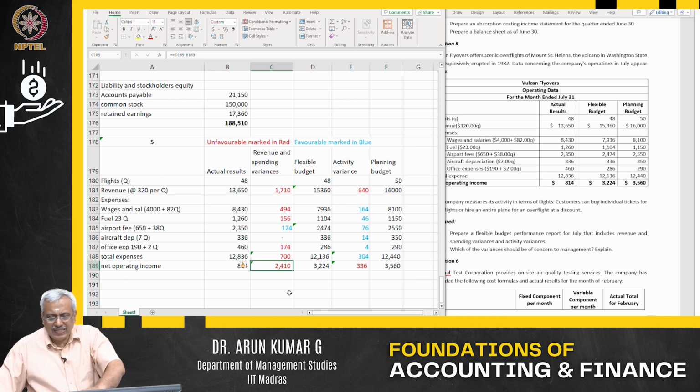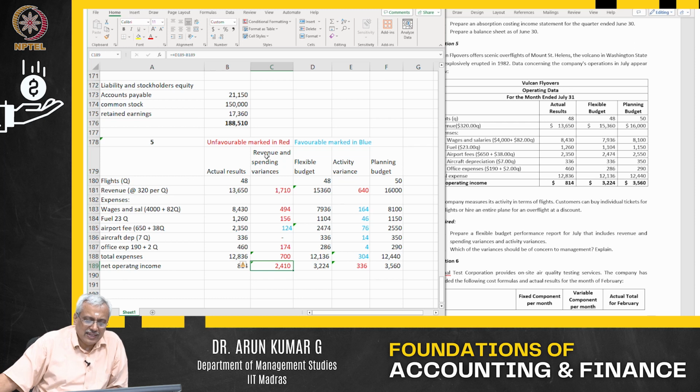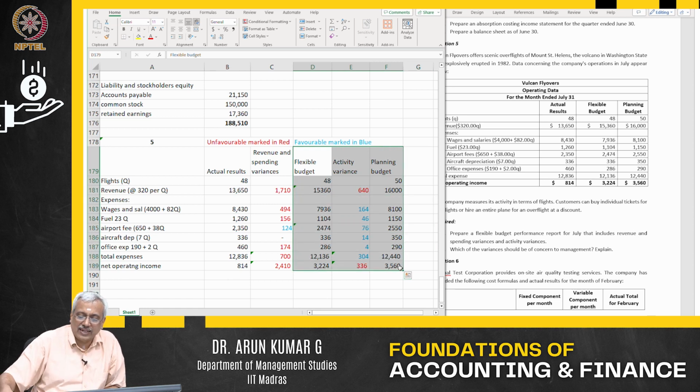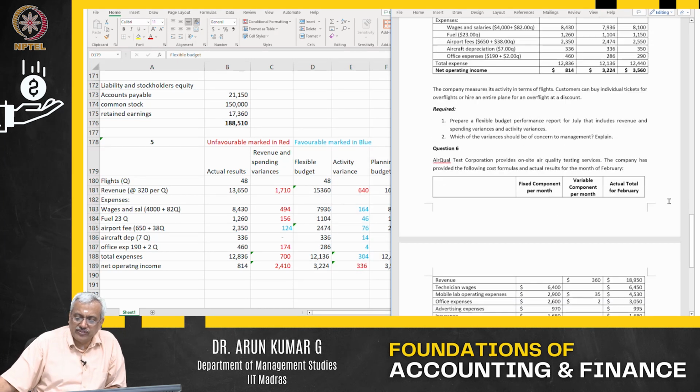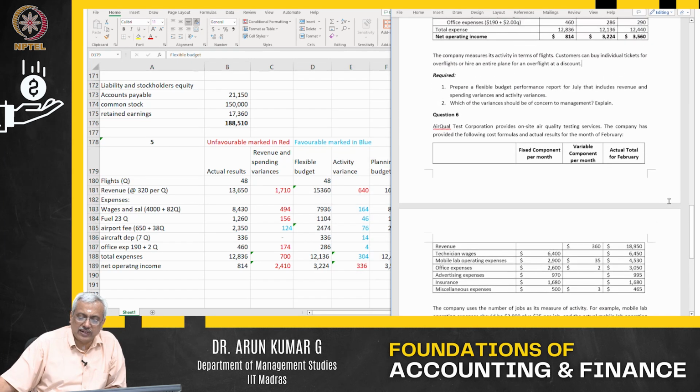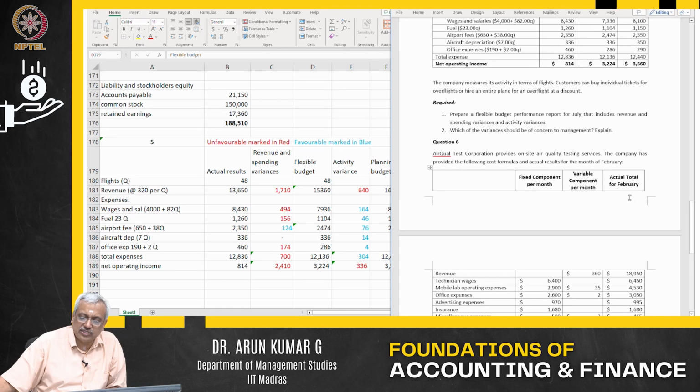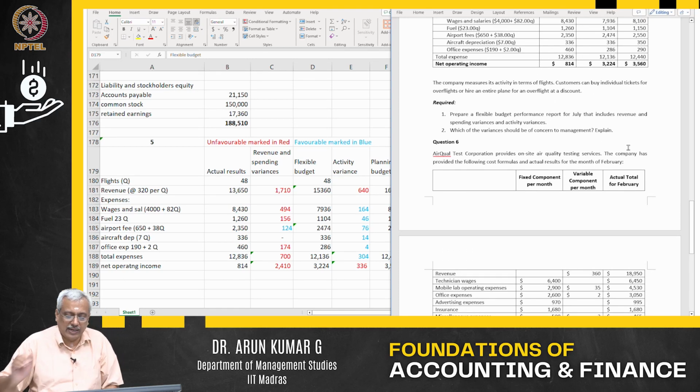So what happens? This gives you some kind of an idea about the revenue and spending, actual and flexible, when we compare. And this too we compare flexible and actual budget, that is the activity level. If you see the next question in this particular case, he says, which of the variances should be of concern to the management? Explain.